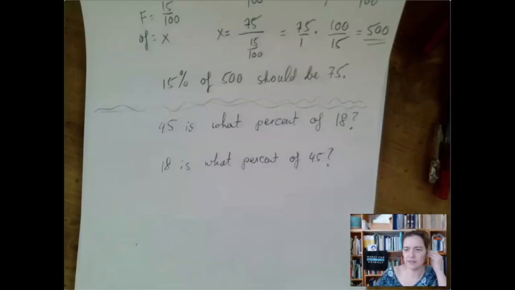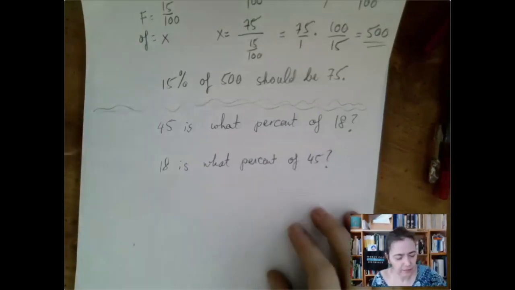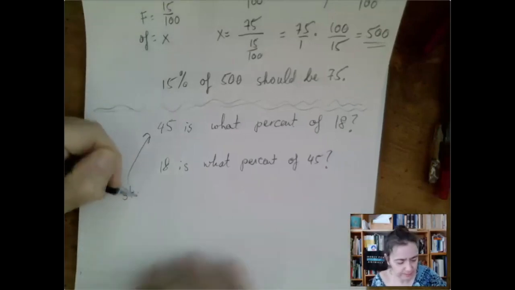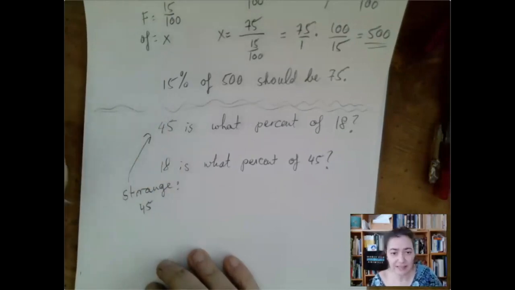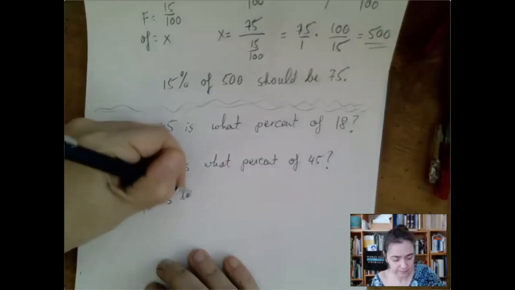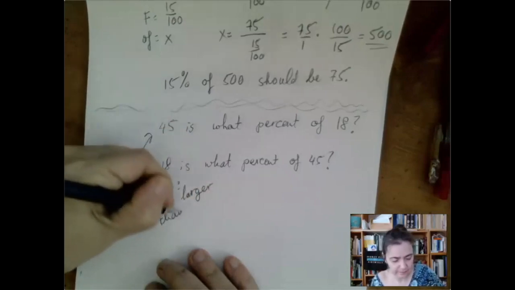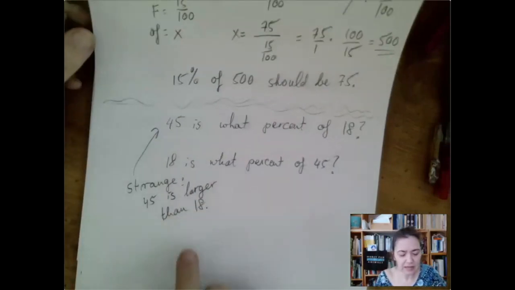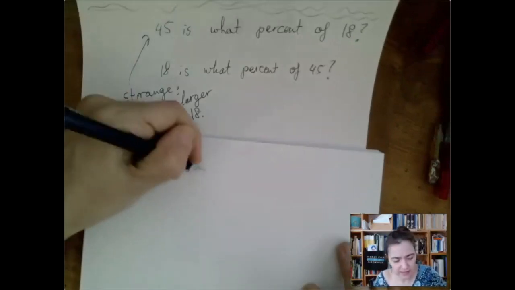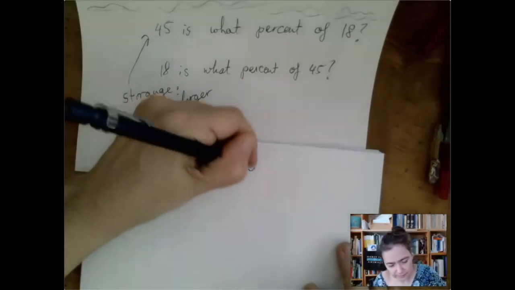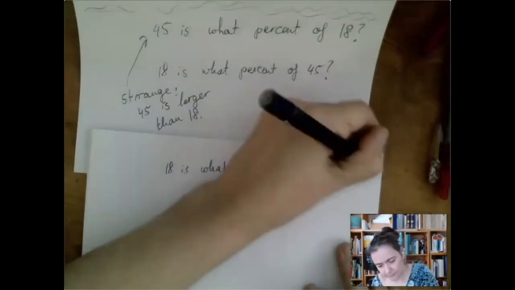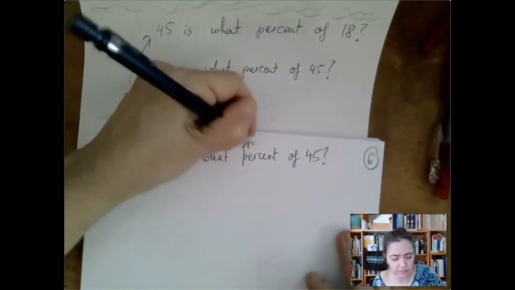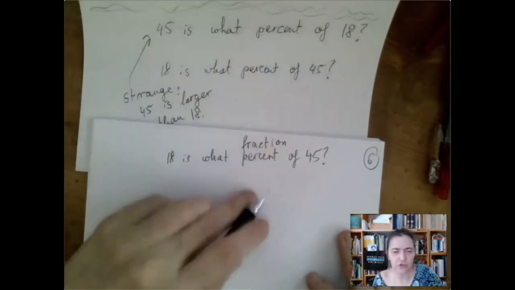Okay, so what's strange here? 45, the "is" number, is bigger than 18. So let's just solve first the one that's reasonable. 18 is what percent of 45? Also what fraction? So there is a conversion there.